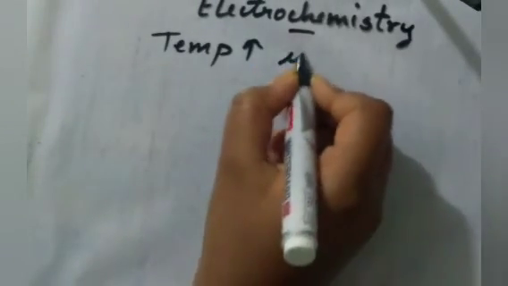Okay, now if we see the effect of temperature, you see that as temperature increases, ionic mobility also increases. So ionic mobility generally increases with increase in temperature. That's all about ionic mobility.